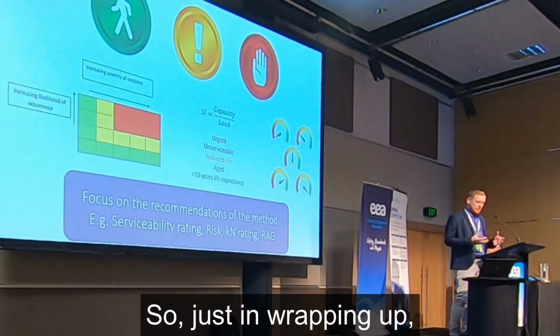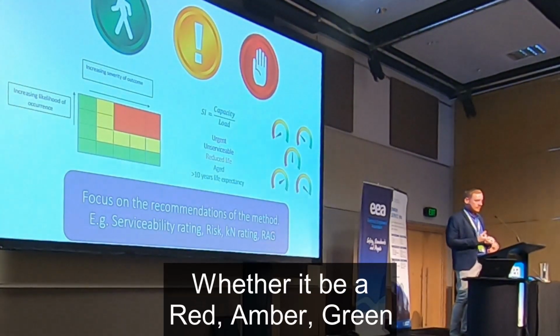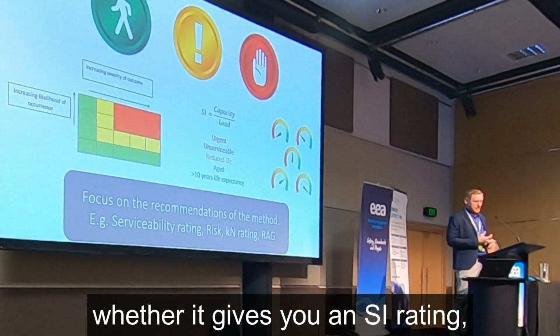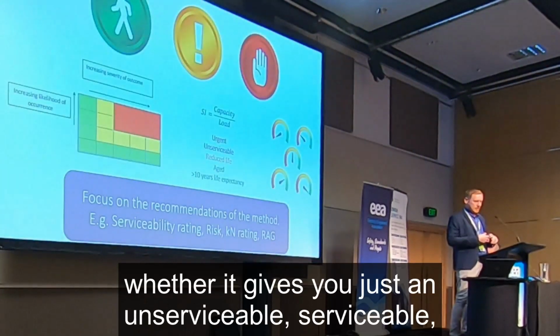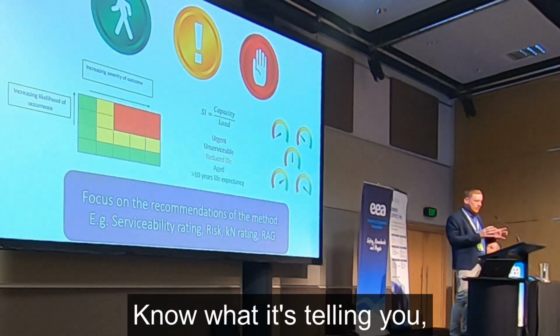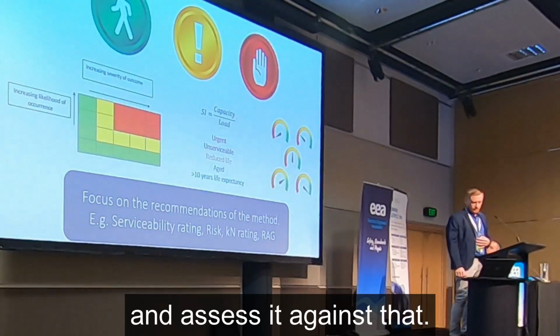So, just in wrapping up, focus on the recommendations of the method itself, whether it be a red, amber, green type device, whether it gives you a risk rating, whether it gives you an SI rating, whether it gives you just an unserviceable, serviceable, urgent type result. Know what it's telling you and assess it against that.